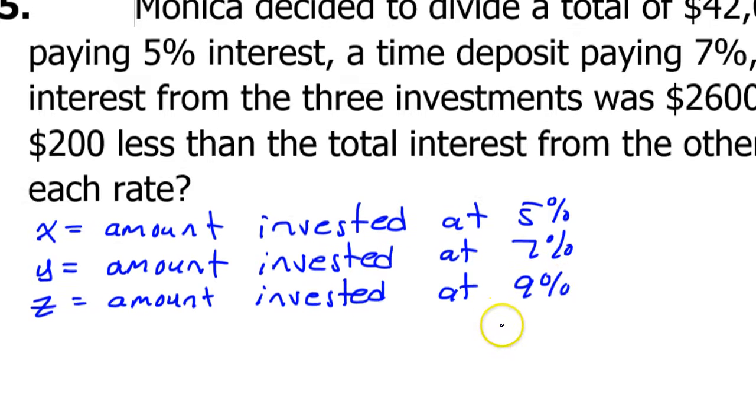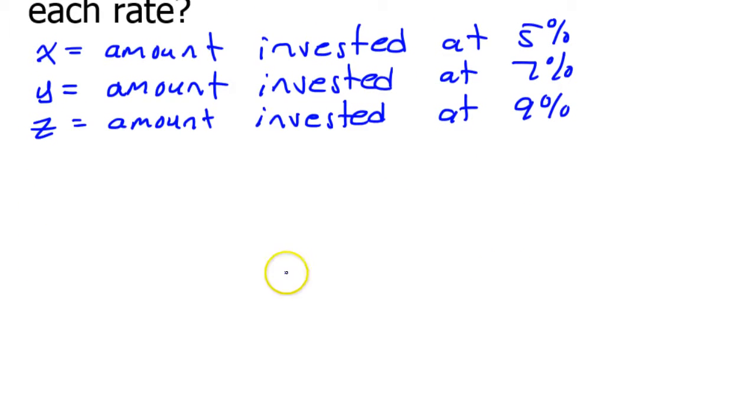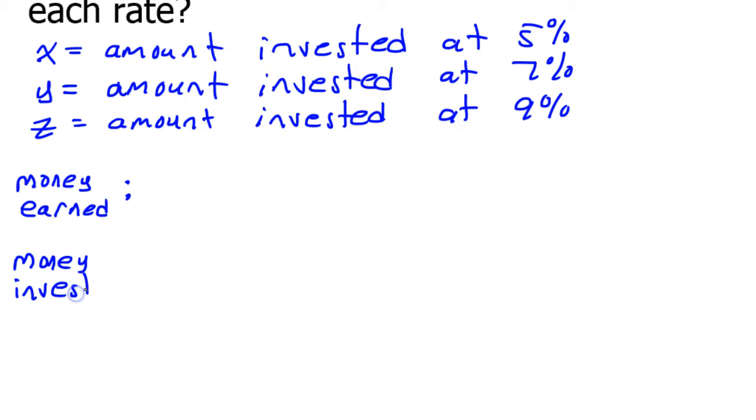Okay, so now we need to write some equations. We're going to have 2 money equations. We can write one equation for the amount of money earned, and we'll have another equation for the amount of money invested. And then we'll have a random third equation. We'll call it rando.